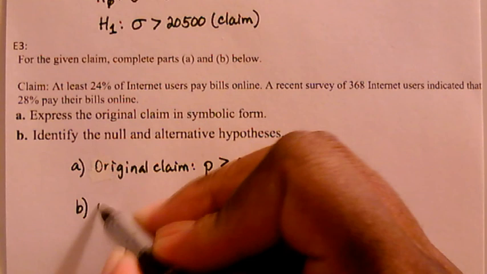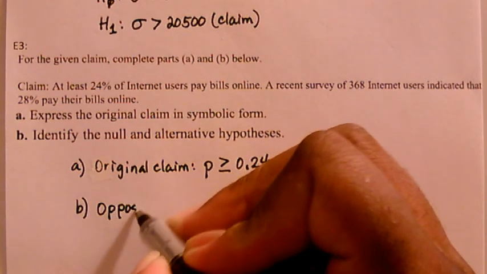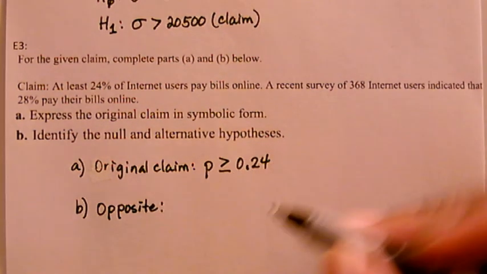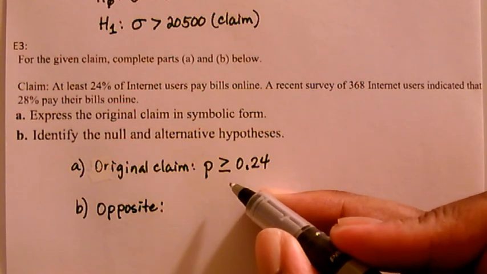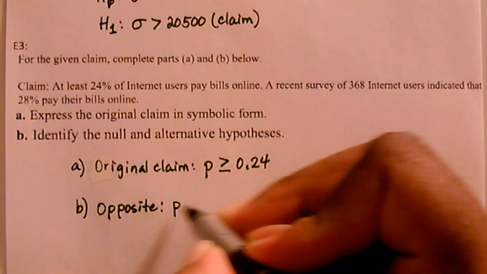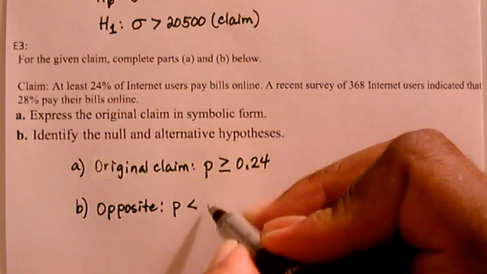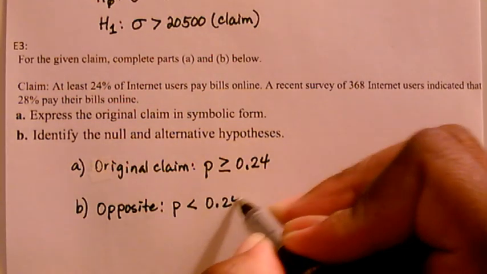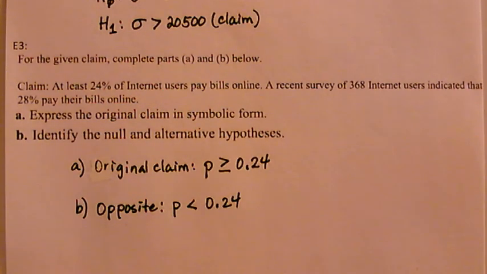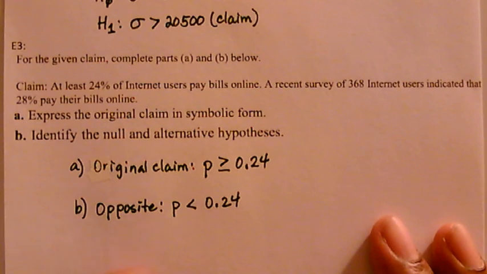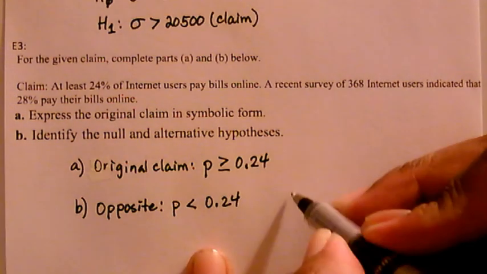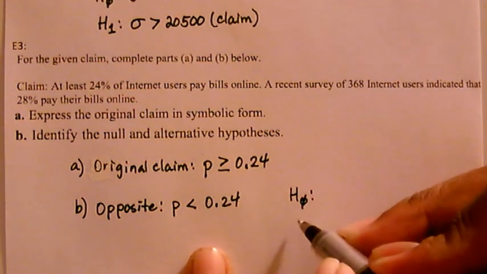Okay, in this case here, your opposite, if it's not greater than or equal to, it must be less than. The opposite of greater than or equal to is less than. So P is less than 0.24. That's the opposite of the original claim. And from that, we can write our null and alternative hypothesis.